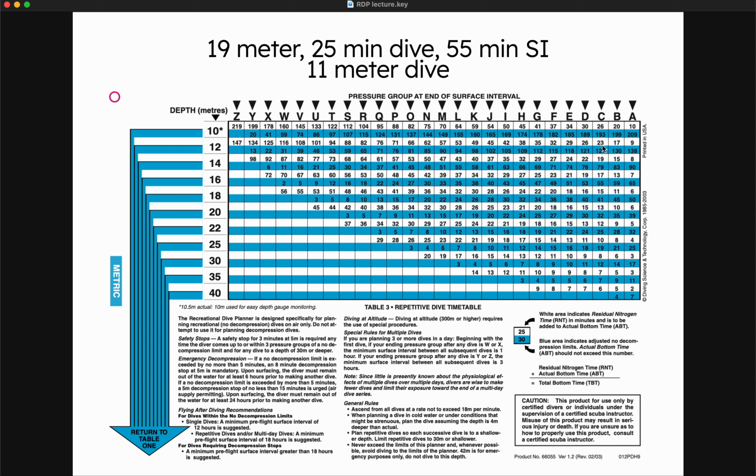We've got these two numbers, 23 and 124. And so these are time. This is minutes. So for this question, how long can we spend on this second dive? That is our blue number, our adjusted no decompression limit. And so at this 11-meter dive, we can spend 124 minutes on that 11-meter dive.